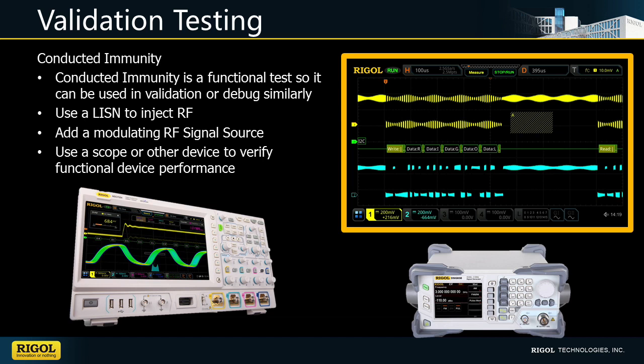So that was all about radiated immunity testing with a TEM cell. Let's look at a slightly different approach where we can now look at some conducted immunity. By conducted immunity, we're talking about RF power coming in through the power line and how that affects the performance of our board. So this is again a sort of validation or a debug test where we're going to use a scope on this same product. Let's go ahead and take a look at how we set up this test.